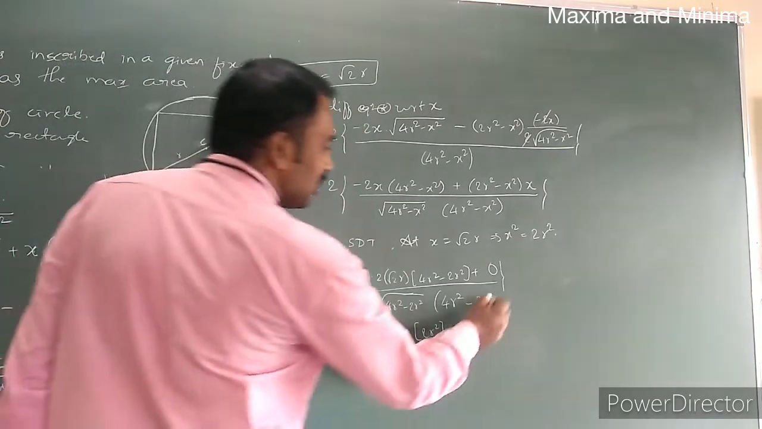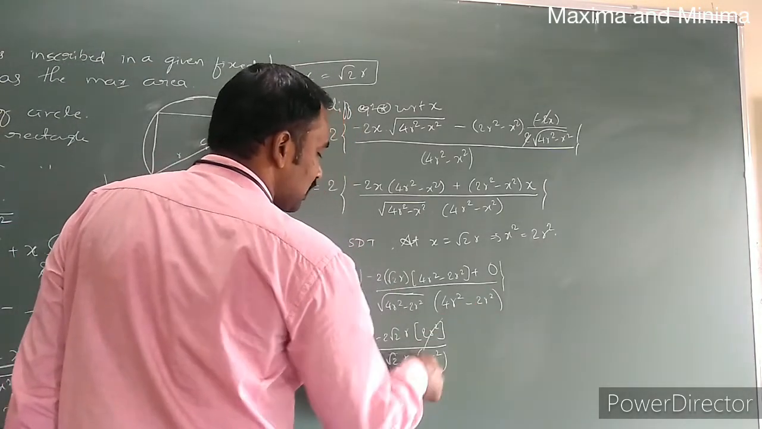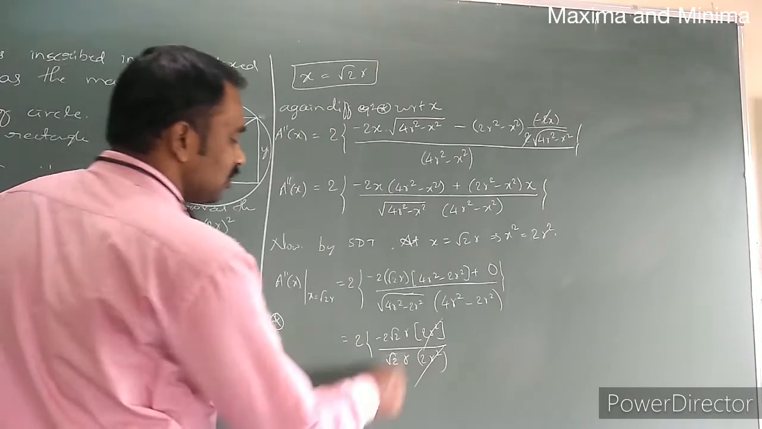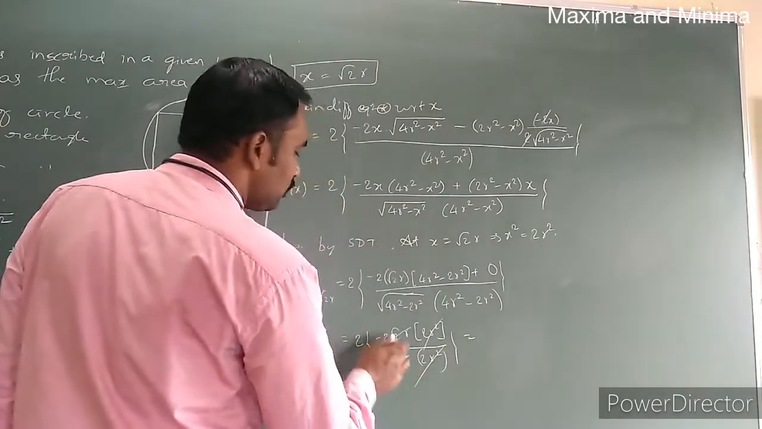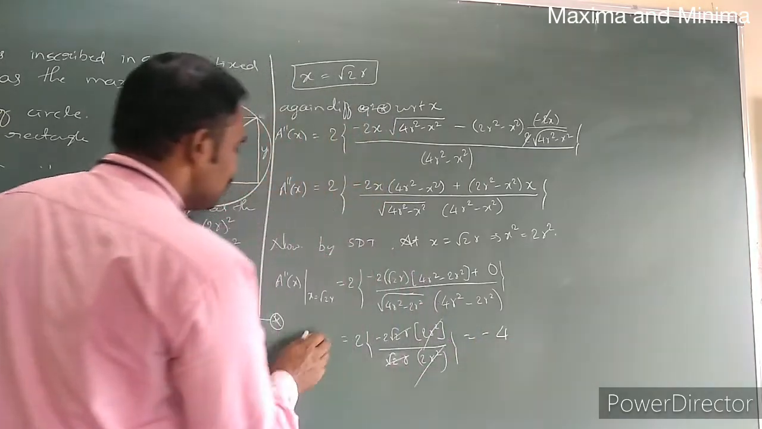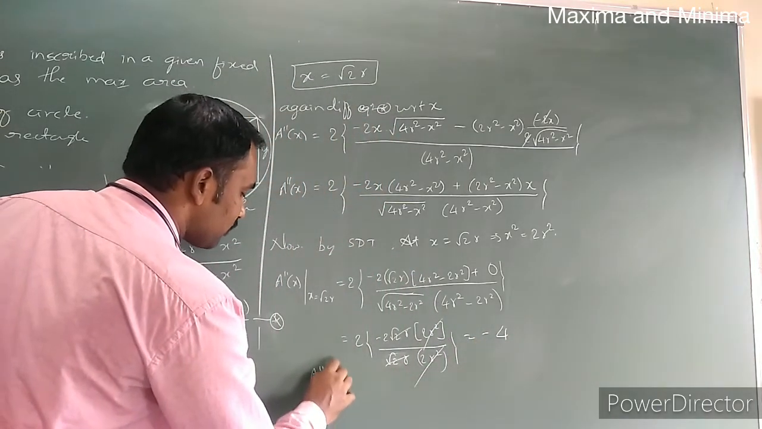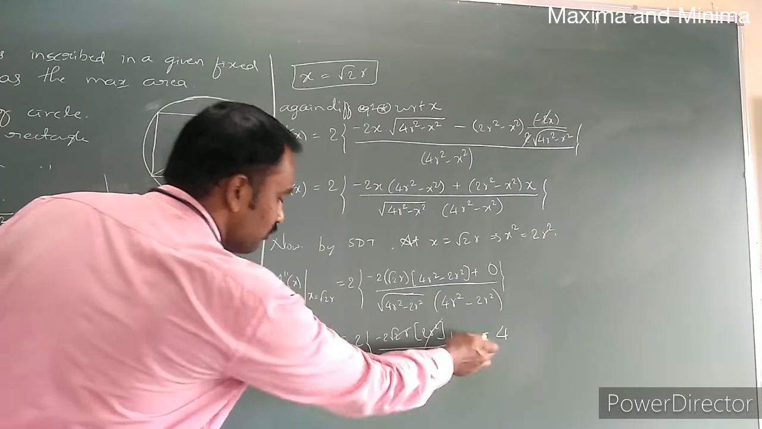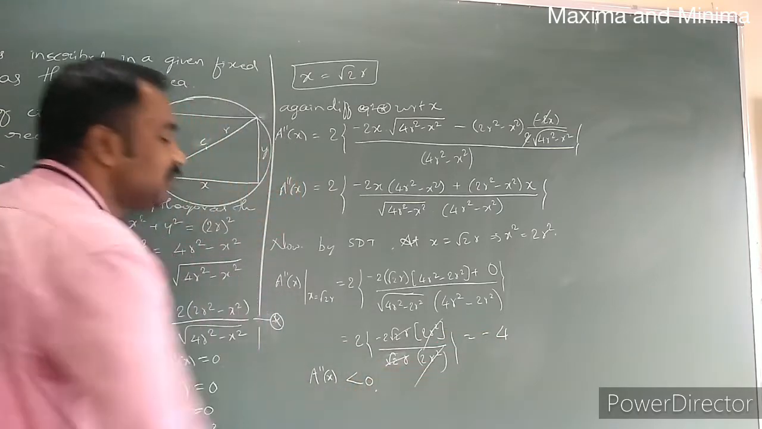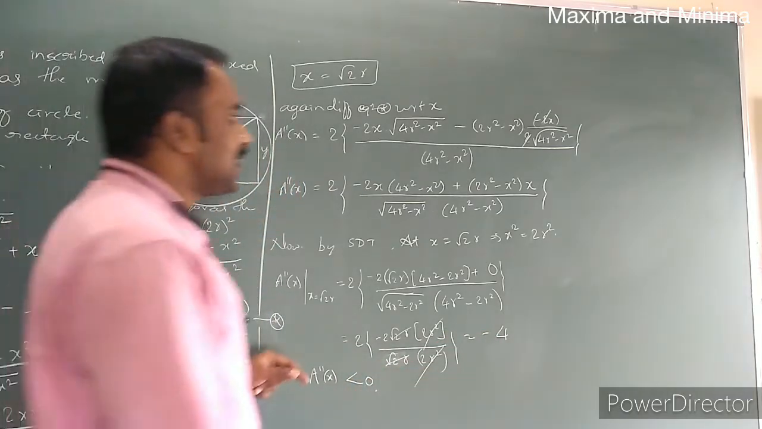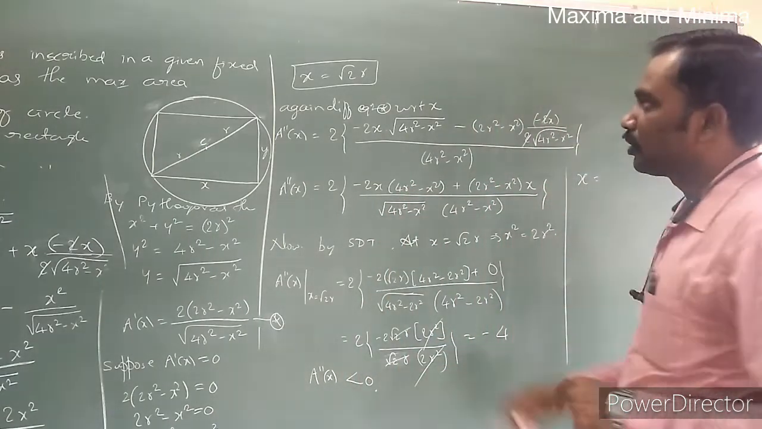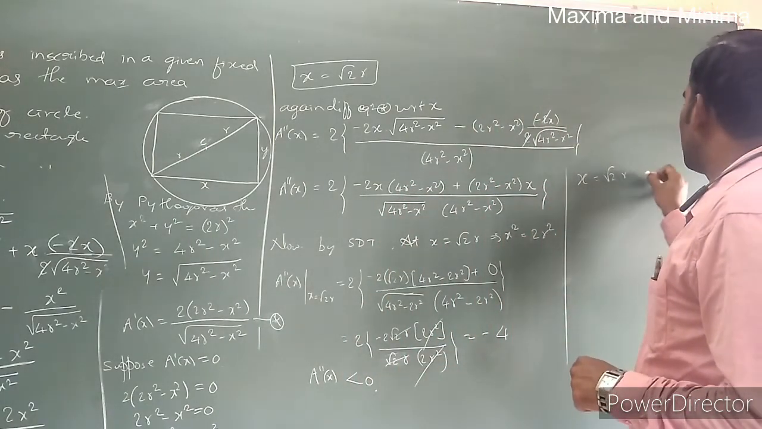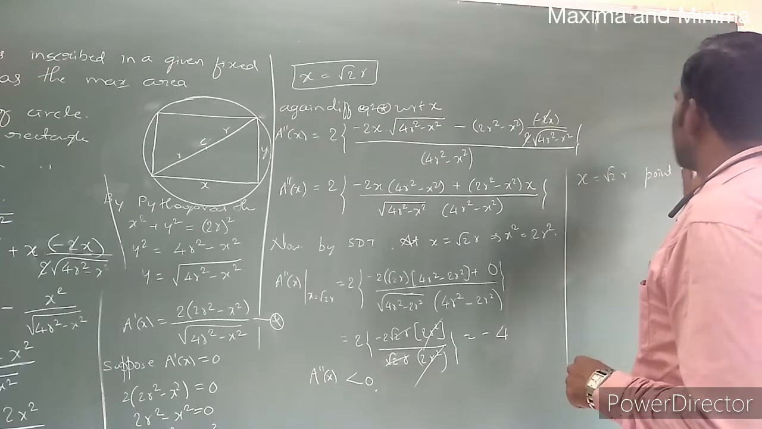Are you clear? Now this 2r² gets cancelled, and root 2 into r gets cancelled. What is left? 2 into minus 2, a minus value. So f''(x) is minus 4, which is nothing but a negative quantity. It is a negative quantity, but what happens? x equal to root 2 into r is the point of maximum or minimum?